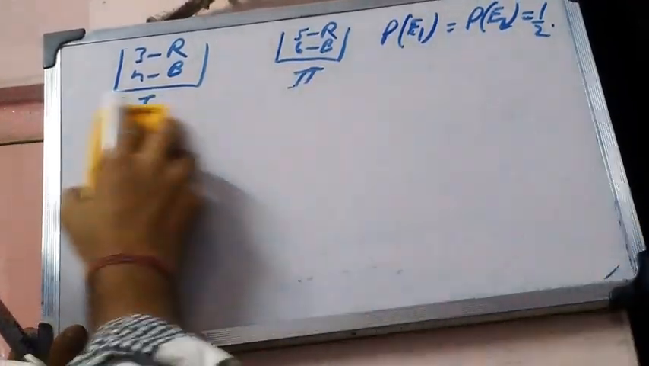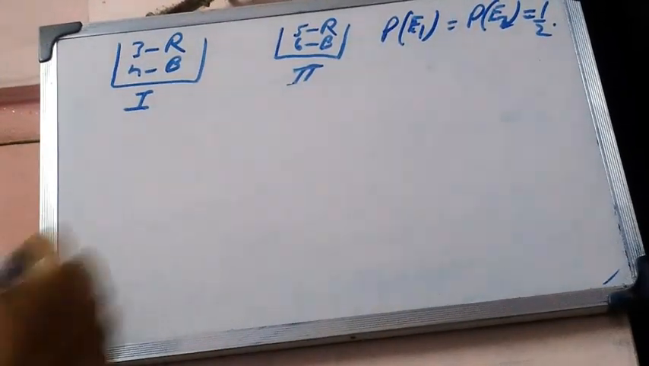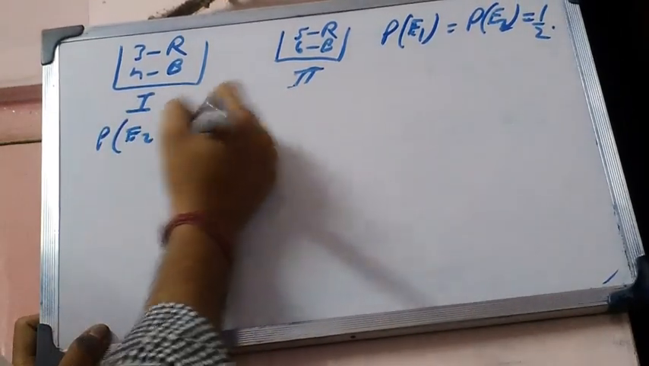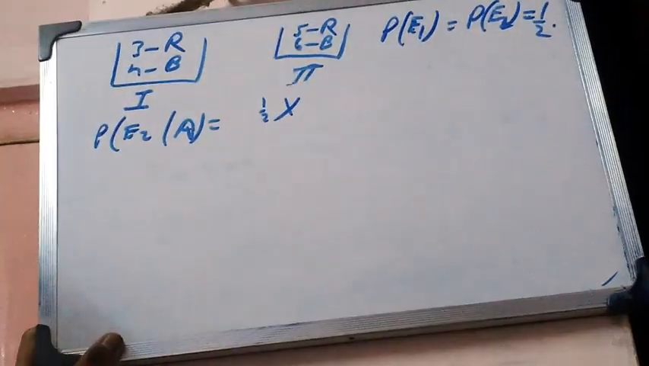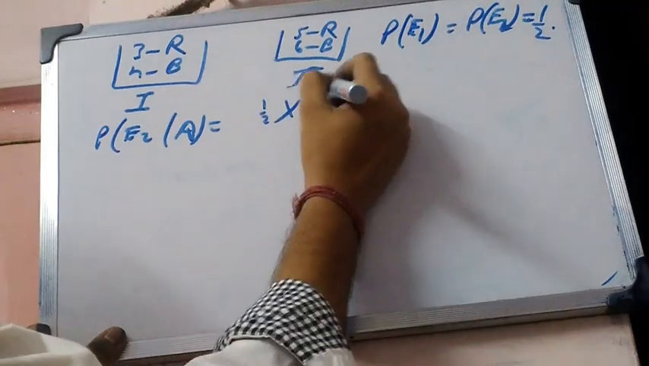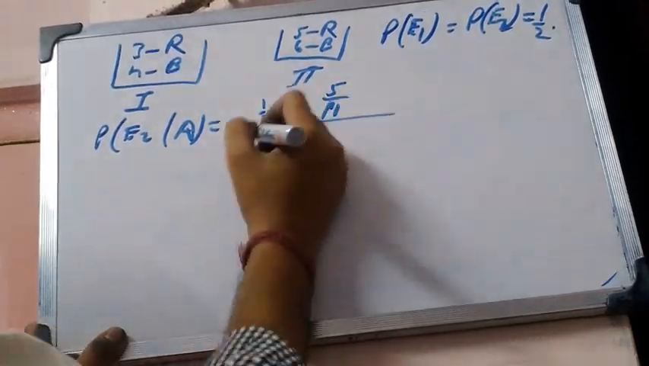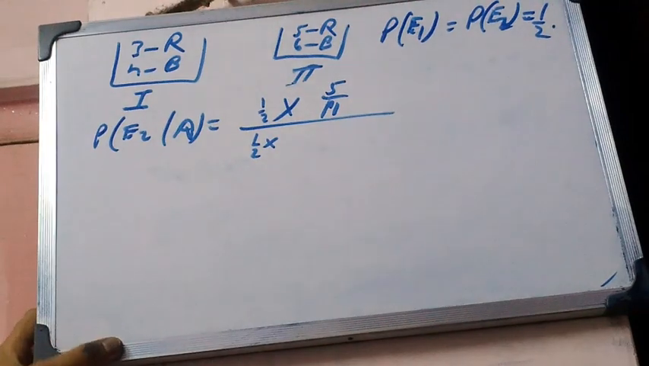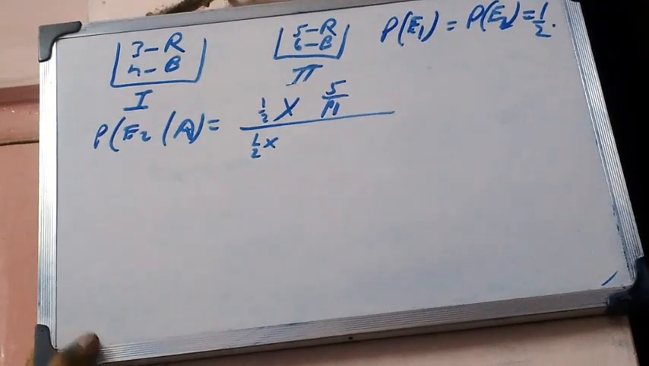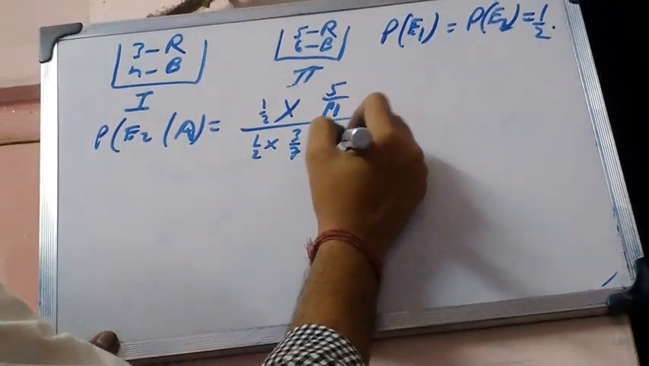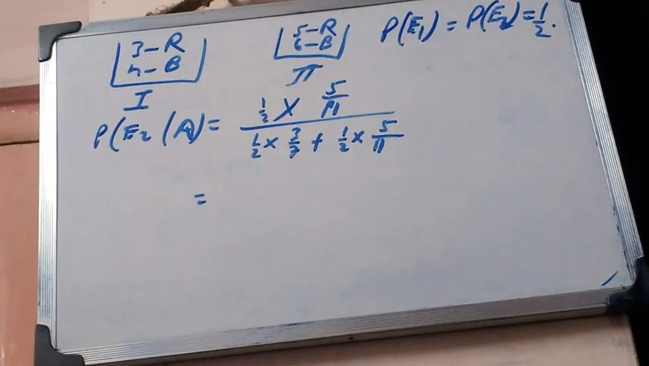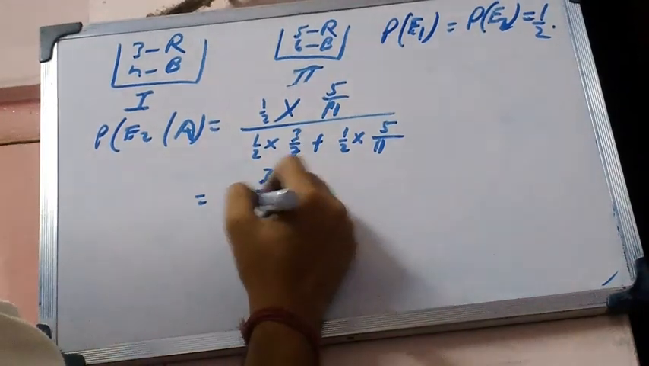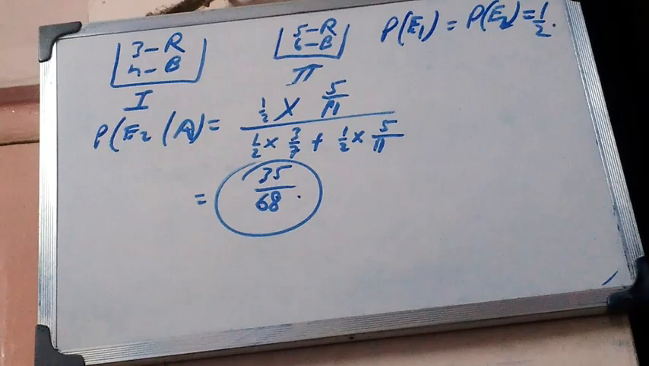So probability of E2 given A is equal to probability of E2, which was half, into probability of A given E2, which was 5 by 11, divided by probability of E1, which was also half, and probability of A given E1, which was 3 by 7, plus also probability of E2 into probability of A given E2. We have to calculate this and we will find 35 by 68. So this is the answer.